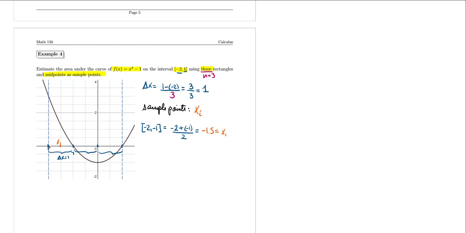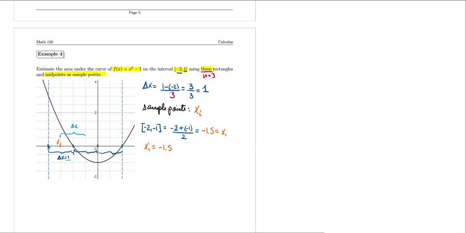Then what about the other sample points? Now, it is true, we could go ahead and find the midpoint between -1 and 0 using the formula that we just did, but here's a shortcut. Notice that since we're using midpoints, once you have the first one, and since the subintervals are equally spaced, they all have a width of 1, you can actually get the next sample point by adding a delta x to your first midpoint. So in other words, x1 was equal to -1.5.